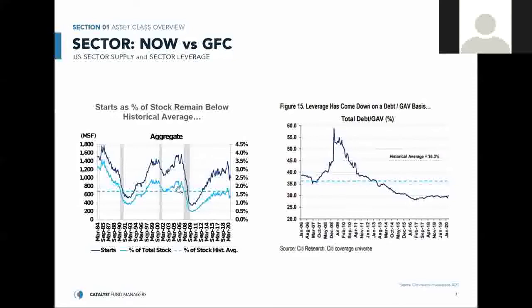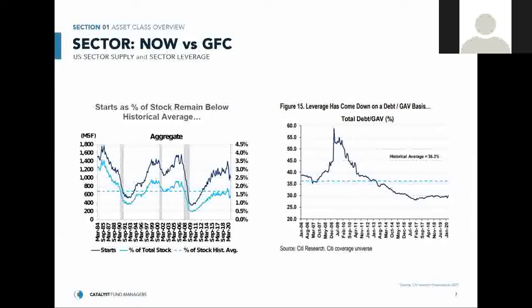What we noticed is that since the GFC, developers went bankrupt, people stopped developing, and supply fell off a cliff. Since then, supply has ticked up, but it has not exceeded its long-term average. In fact, going into the COVID pandemic, supply was below its long-term average, sitting at about 1.5% of new space coming online.